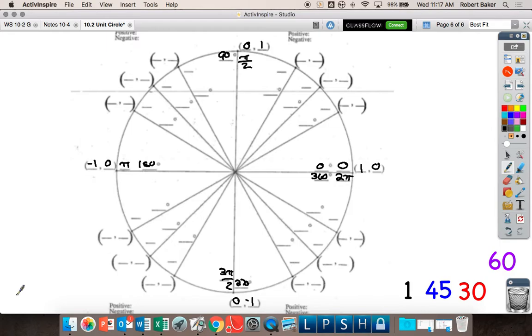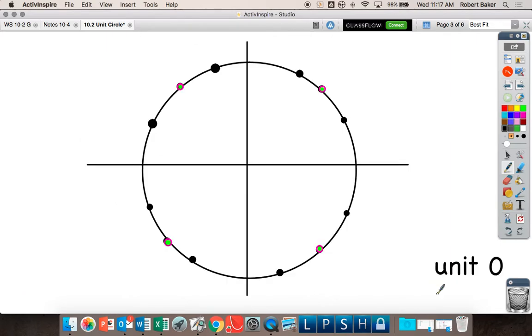Look at all those blanks. Look at all them chickens. All right. So you have to do 0, 1, 2, 3.